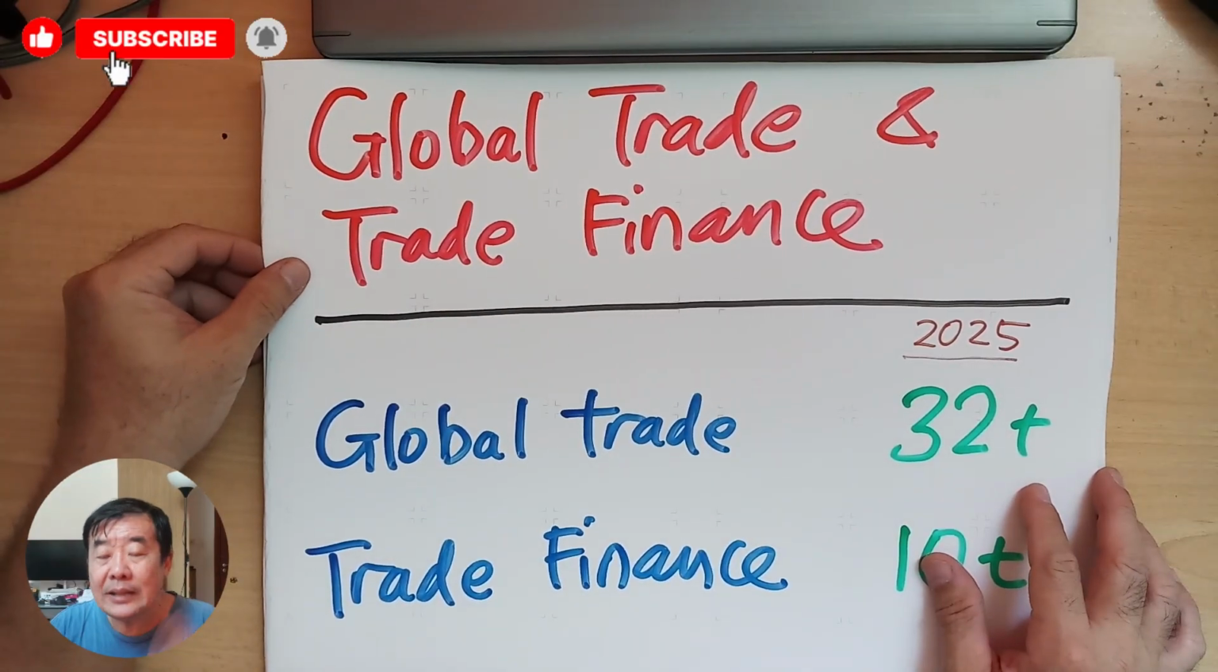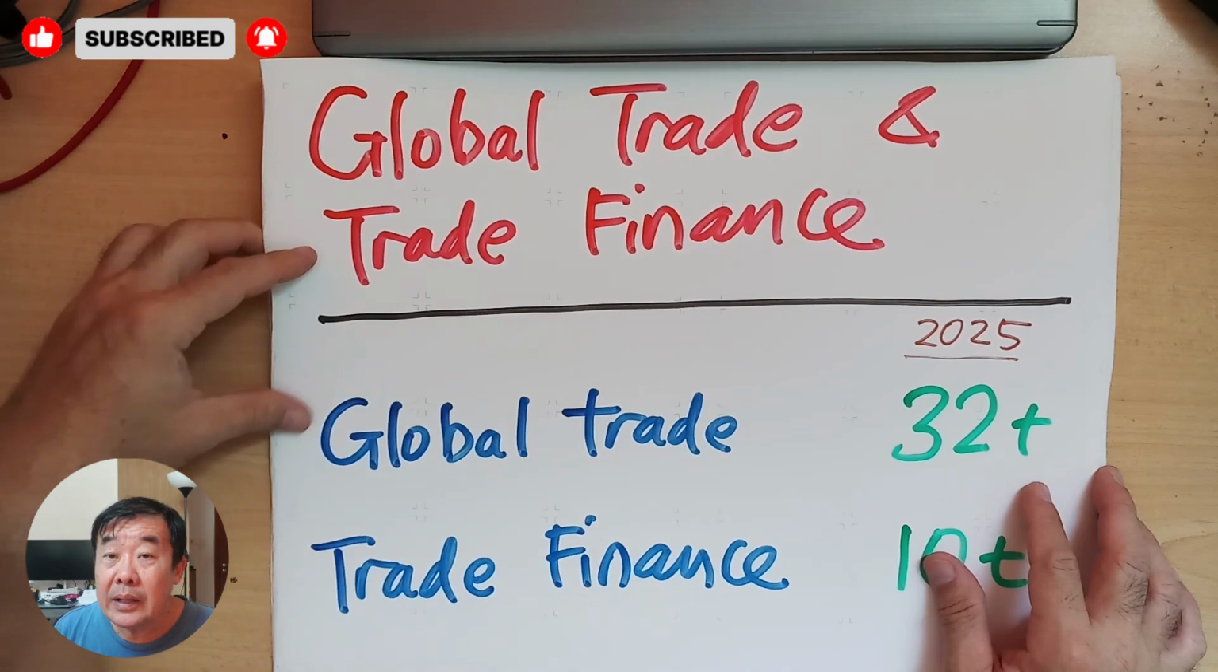Now, I have finished most of the terms used in trade finance. I also highlighted all the relationships in between. Now I will give you again the macro view.